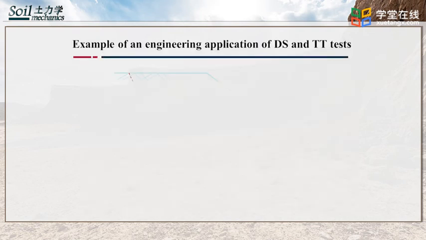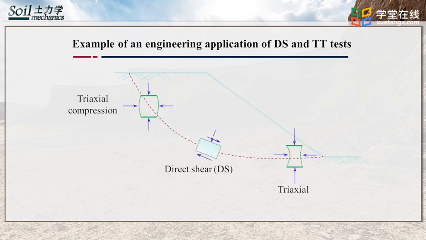This figure shows the application of soil tests for a slope problem. Triaxial compression test, direct shear test, and triaxial extension test can be used to simulate the soil behavior at different locations. It should be noted that in this lecture, all triaxial tests are triaxial compression tests, which are mostly used compared with triaxial extension tests.